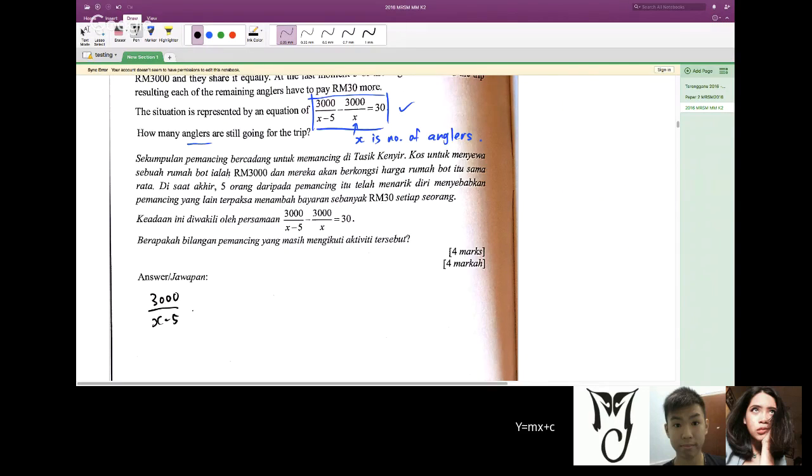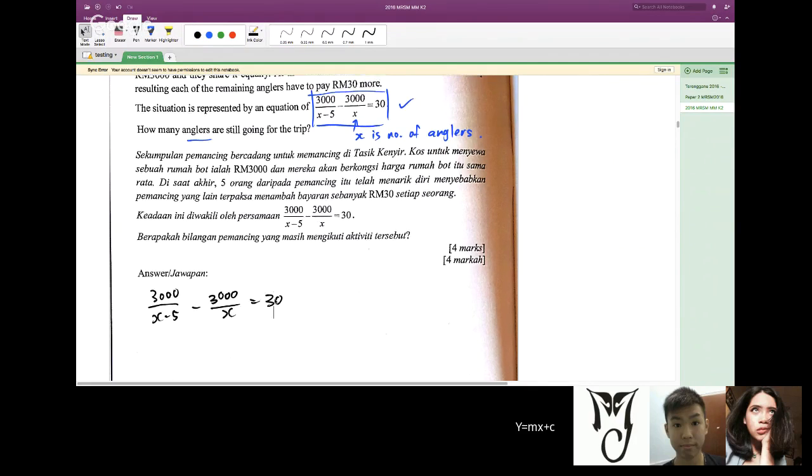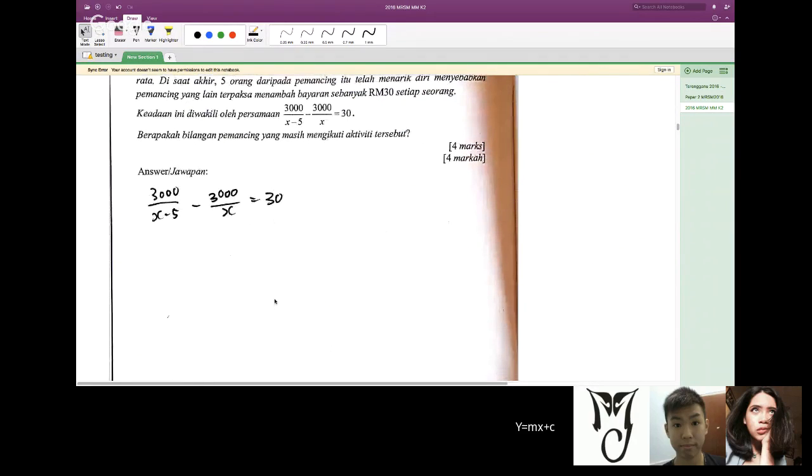3,000 over x minus 5 minus 3,000 over x equals 30. So I want to solve this equation to find the answer of x. What I will do here is, since the denominators are x minus 5 and x, I multiply my whole equation by x and x minus 5. I multiply whatever you see in the denominators. You have to imagine that. So I will use blue color to help you imagine, just in case you can't.